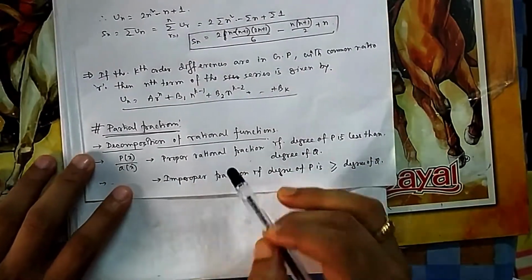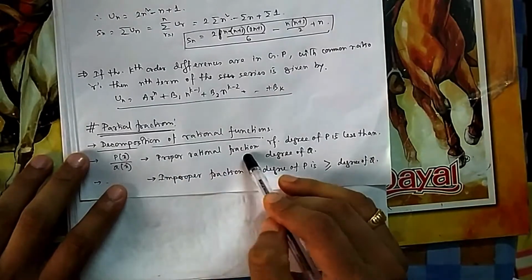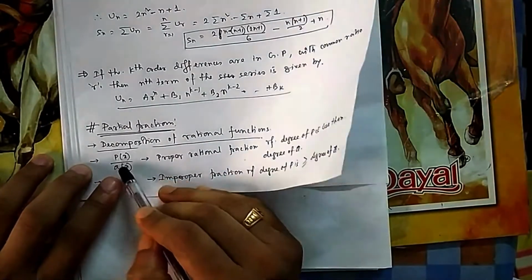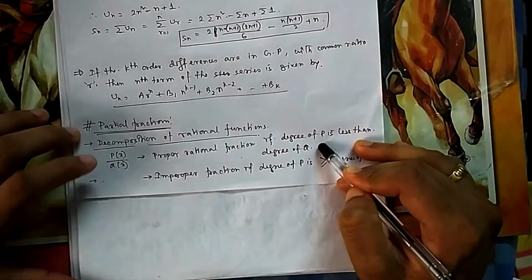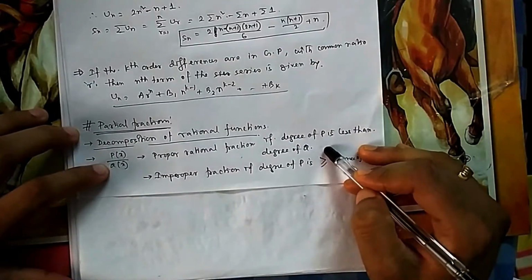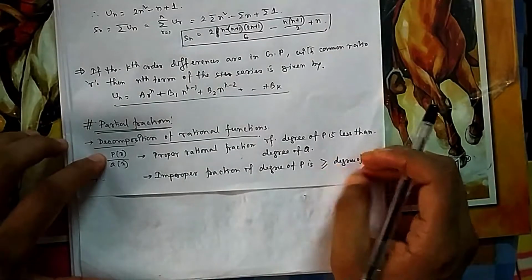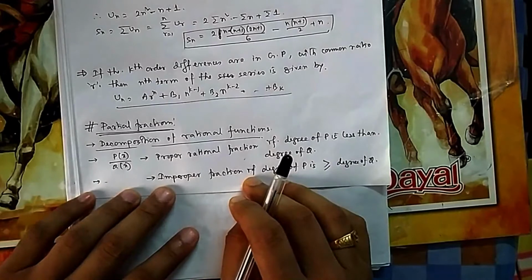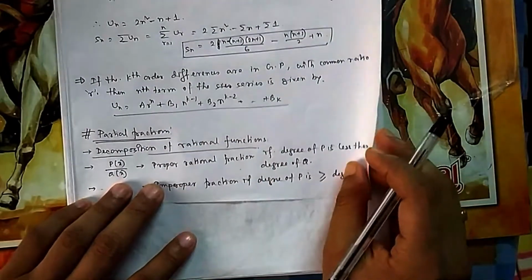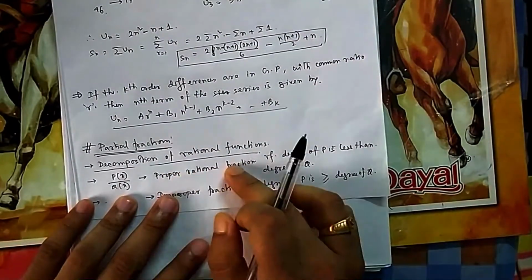Suppose it is p by q. You will say it is a proper rational fraction if the degree of the upper one is less than the lower one. Less than, not equal. The upper degree should be less than the lower degree. Then it is proper. If it is equal or greater, then it is an improper fraction. So if it is improper, the first job is to make it proper. Then you apply partial fraction, because partial fraction is done on a proper rational fraction.